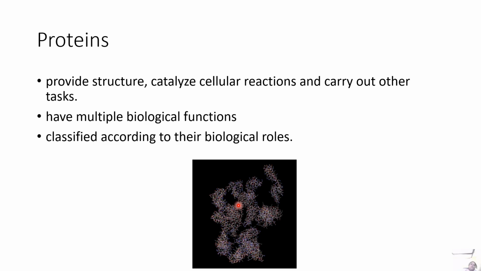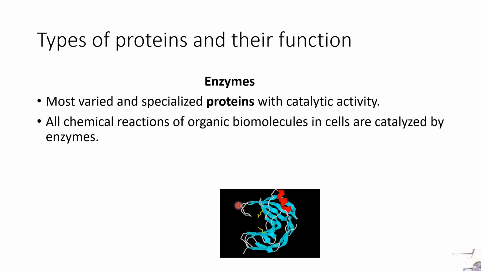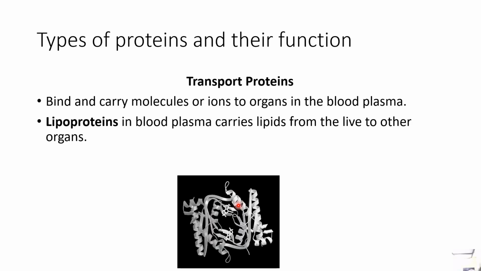So, what do proteins do? They provide structure, catalyze cellular reactions, carry out other tasks, and have multiple biological functions classified according to their biological roles. For example, there are enzymes, the most varied and specialized group of proteins, with catalytic activity. Almost all chemical reactions of organic biomolecules in cells are catalyzed by enzymes.